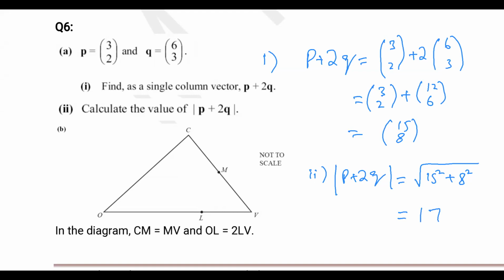Okay, now start B part. The diagram of B part is here on this page, and the questions are on the next page. So first copy the diagram so that I can move forward to the next page.